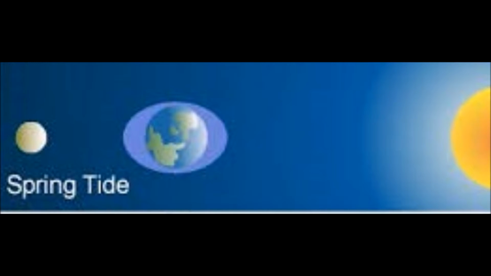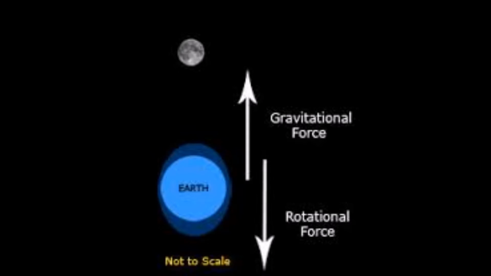The sun also influences the tides. Even though the sun is so much bigger, the moon's gravitational pull on the Earth is much greater because it's closer to the Earth. The gravitational pull of the moon pulls the Earth's water upwards.